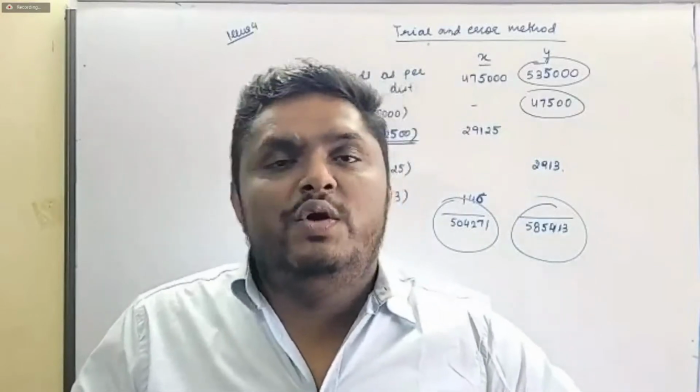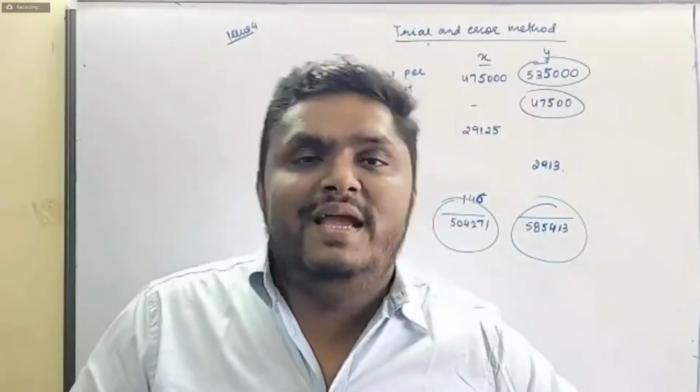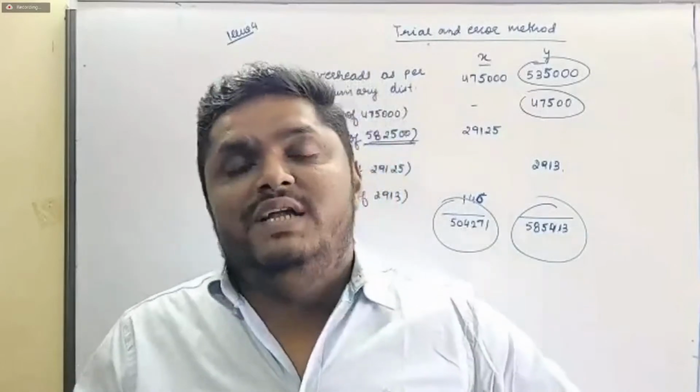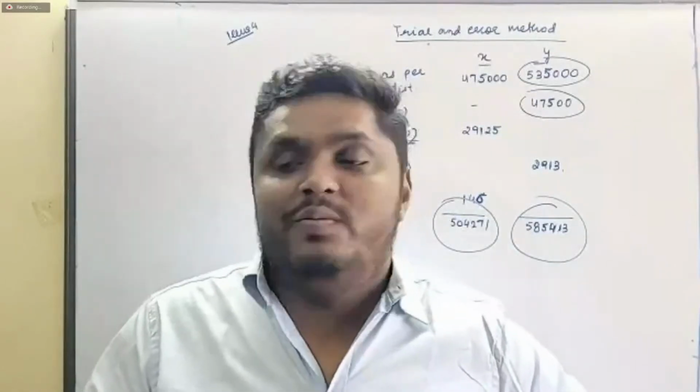So we are done with the allocation, apportionment, and reapportionment part. If you guys have any queries, you can please post. Else we'll start with the next part, that is absorption of overhead.